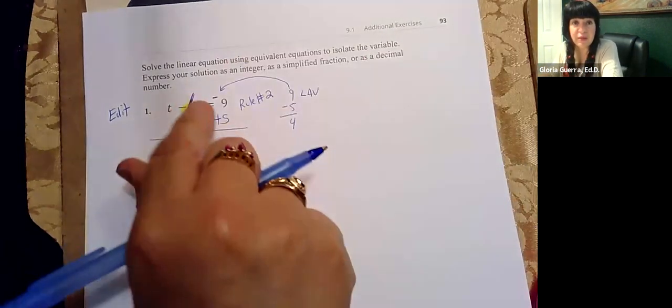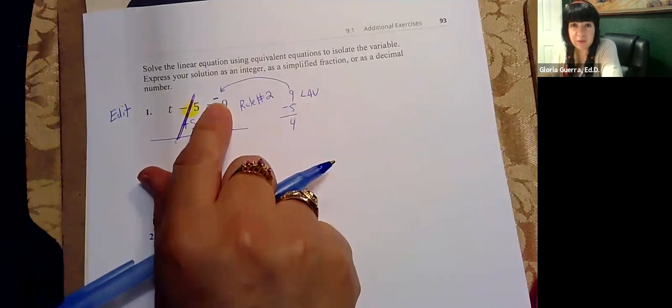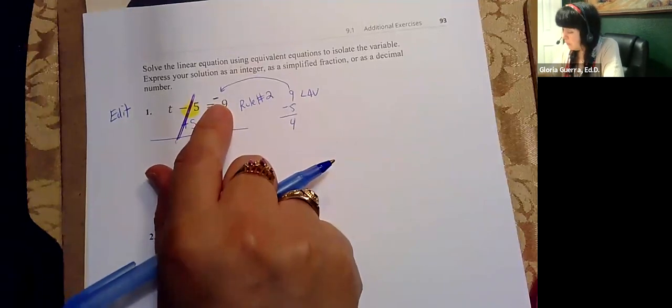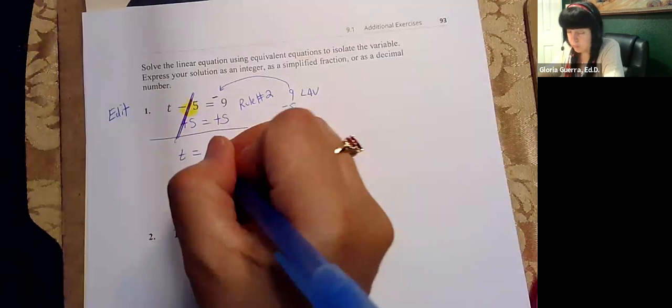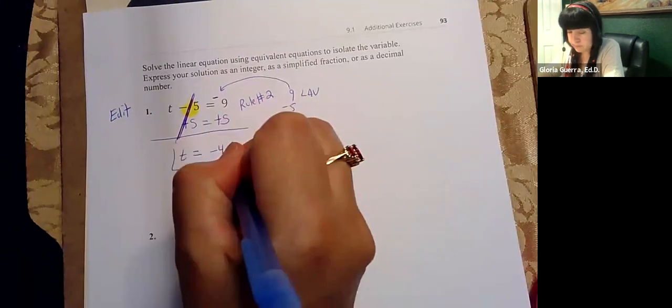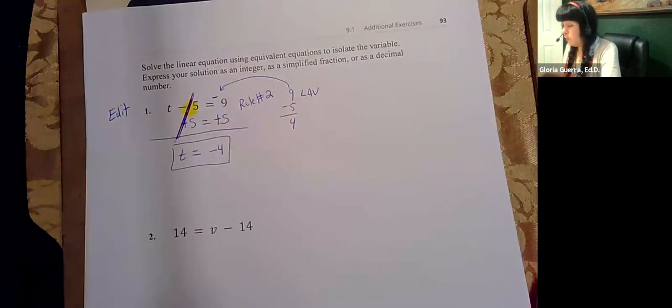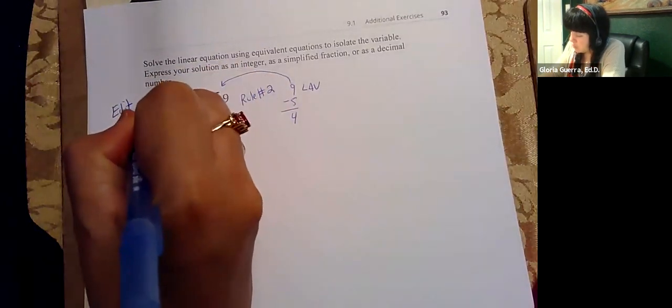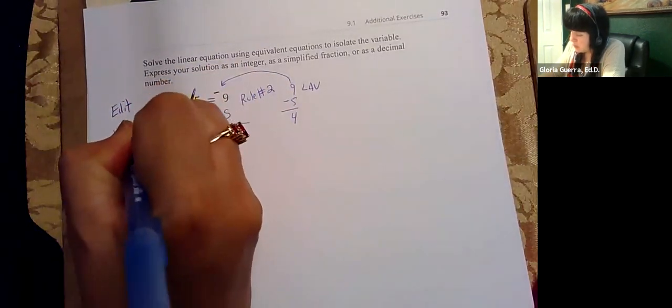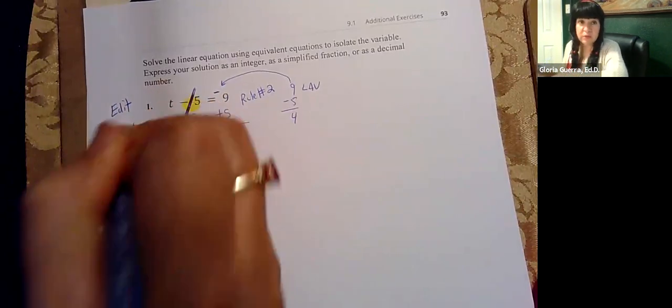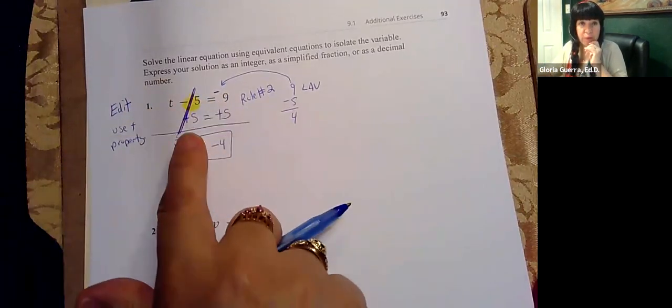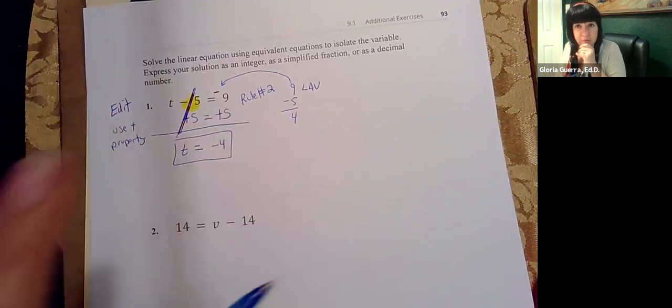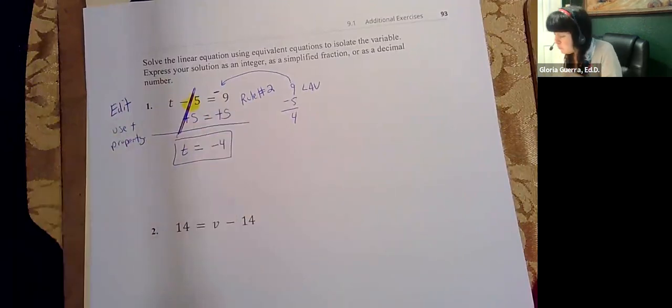See how I edit that? It's a negative to begin with because I edit that. So that would be a -4. And what we're doing is we're using the addition property. It's not the subtraction property, it's the addition property. You like added 5 to both sides. Okay.